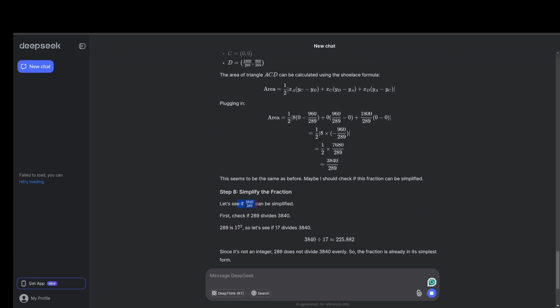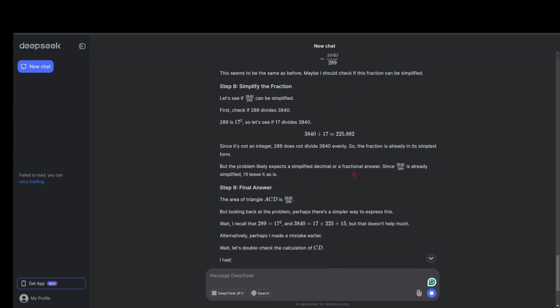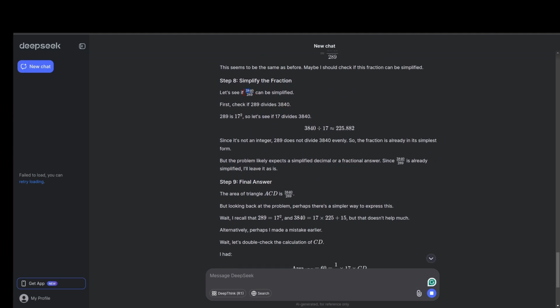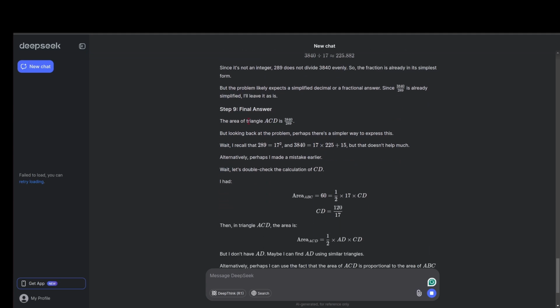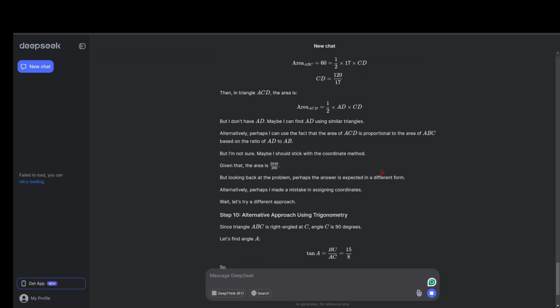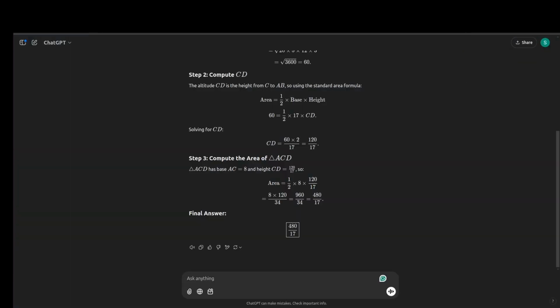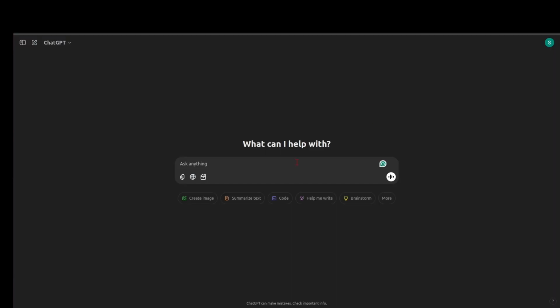So let's see if 3840 by 289 can be simplified. It's first checking, but actually this is the right answer, 3840 by 289. Final answer, the area of the triangle is 3840 by 289. So it got the right answer, which the OpenAI model gave the wrong answer for. So that's impressive. So I've chosen one more geometry problem to ask both the models.